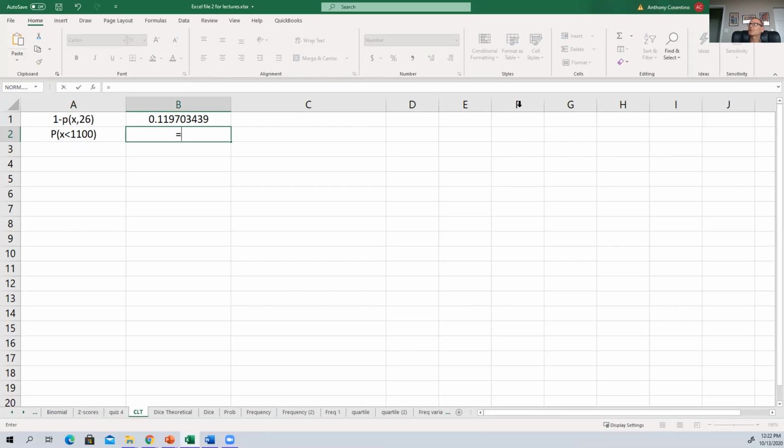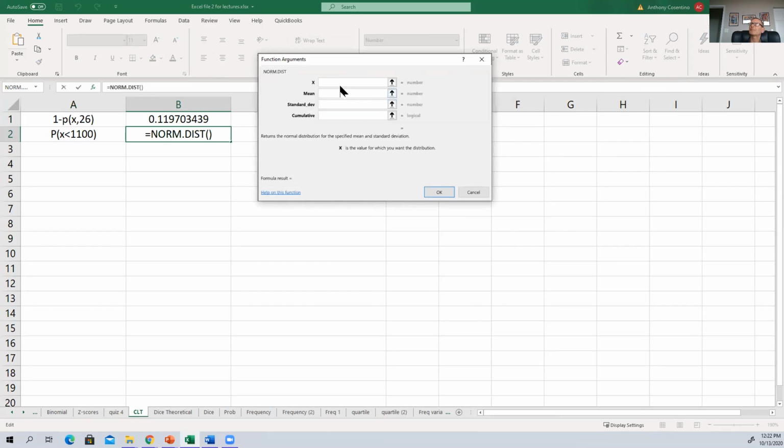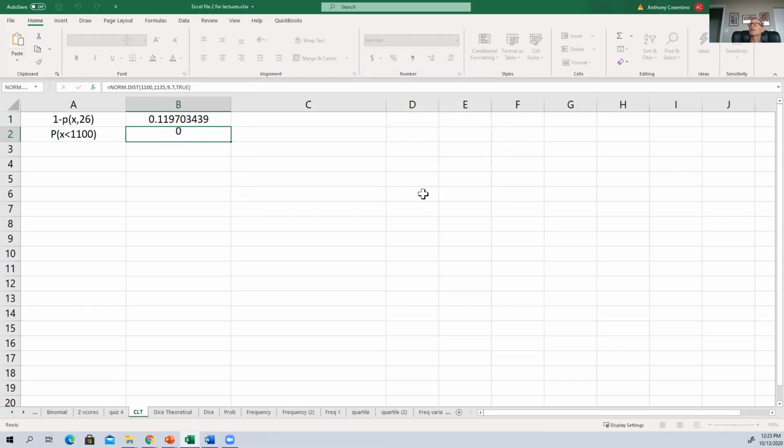So it'd be equals, and then norm.dist, it'll be the one we use the most. And so here's 1,100. And the mean was 1135. Standard deviation was 9.7. And again, always true for continuous distributions. And you can see that that number becomes really quite small.